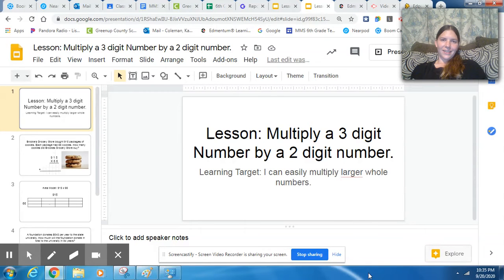Hey everyone, this is your last lesson for this week, and we are moving on to the next step of multiplying larger numbers. Today we're multiplying a 3-digit number by a 2-digit number. So we're using the same steps that we used a couple of days ago whenever you learned a 3-digit number times a 1-digit number. This time we're just adding one extra step to our problems.